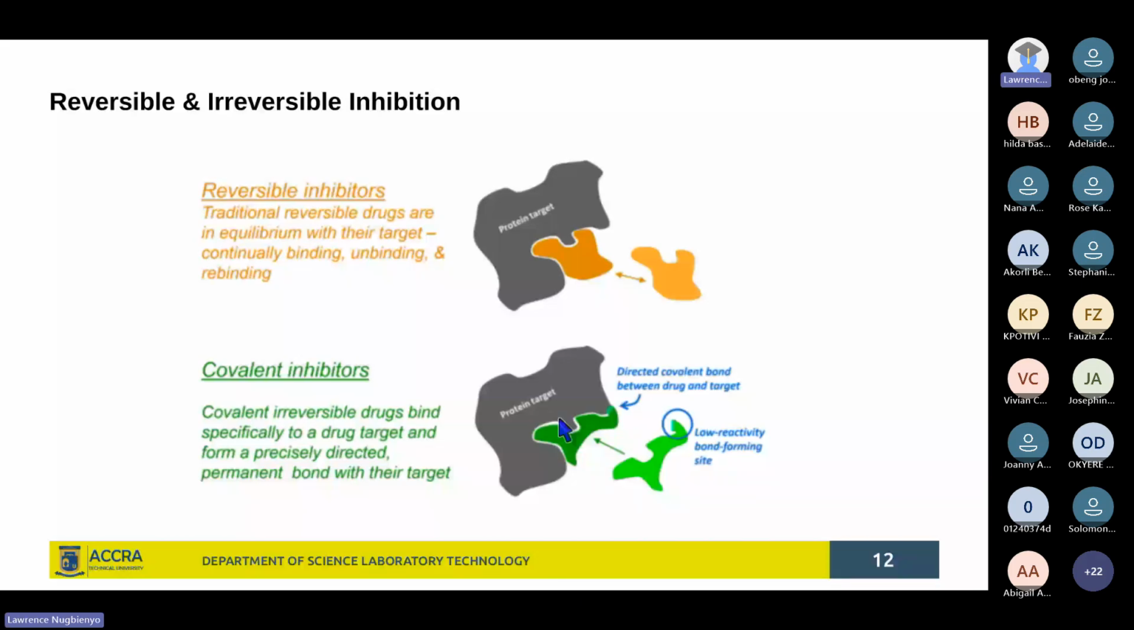So that's what is being depicted below. You have a protein target, and you have an inhibitor, which is depicted with a green structure. And once it binds so tightly to the enzyme, it does not get unbound from that. It permanently disables the enzyme. We'll come to see some specific examples of this.